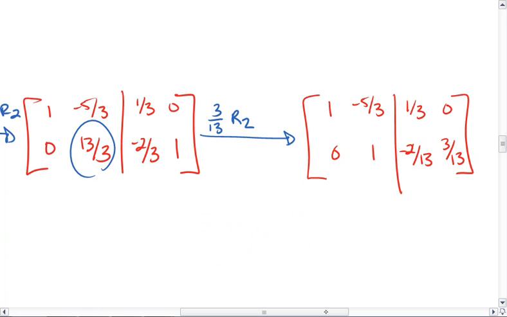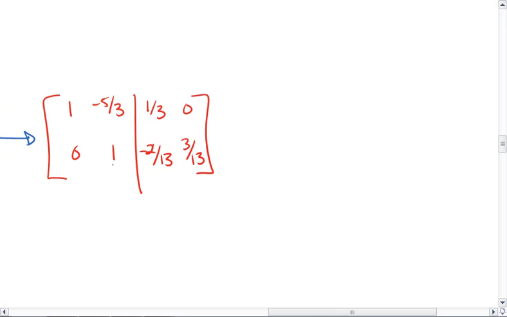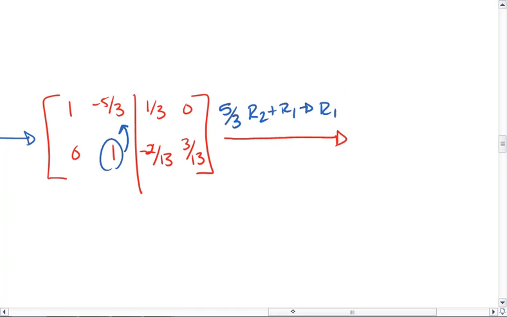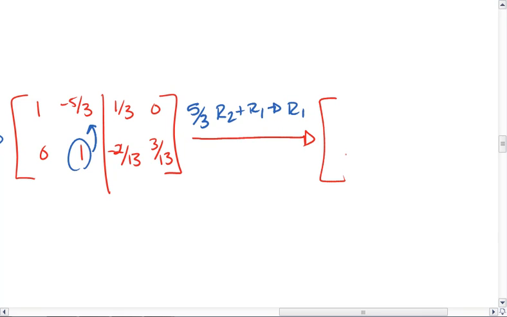Okay, almost there. Now I want to use row 2 to use this one to turn the number above it into a 0. I do that by taking positive 5/3 times row 2, adding it to row 1, and that becomes my new row 1. So row 2 is staying the same. In row 1 I get 1, 0.